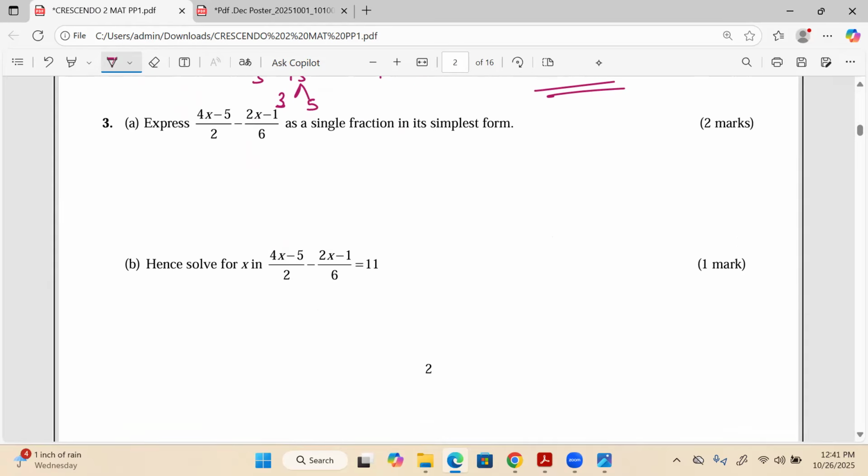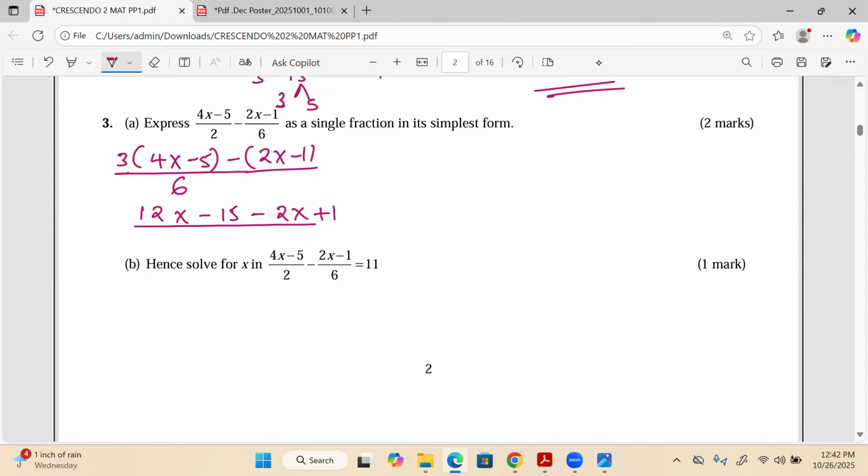Number 3, express (4x minus 5) divided by 2 minus (2x minus 1) divided by 6 as a single fraction in its simplest form. So let's check. First, we're supposed to find the LCM of both 2 and 6. Because 2 is a factor of 6, the LCM is 6. 6 divided by 2, we get 3. 3 multiplied by (4x minus 5). Then minus 6 divided by 6, we get 1 times (2x minus 1). So we open brackets: 12x minus 15, then minus 2x, but now this becomes positive 1, then everything out of 6.